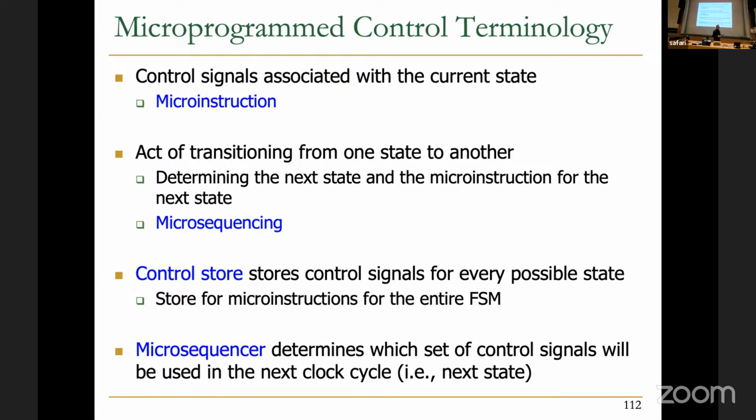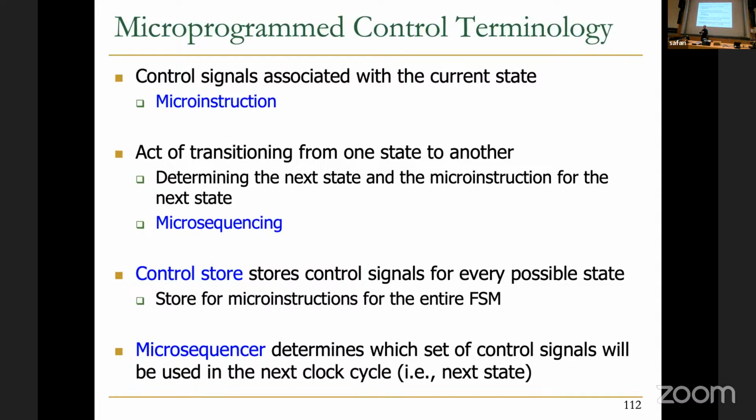So control signals associated with the current state can be viewed as a micro instruction. So we have instruction in the ISA. Control signals specify what the machine should do every cycle. You could think of it as a micro instruction. It controls everything in the machine. Now it's beautiful, right? This is an instruction that's not visible to the programmer. It's an instruction that's visible to the microarchitect. That's why it's called a micro instruction.